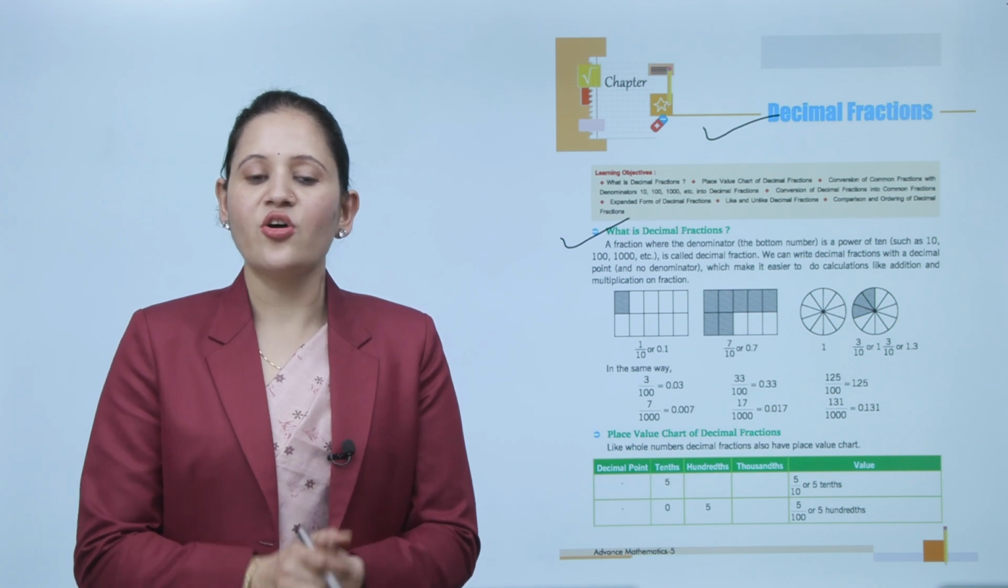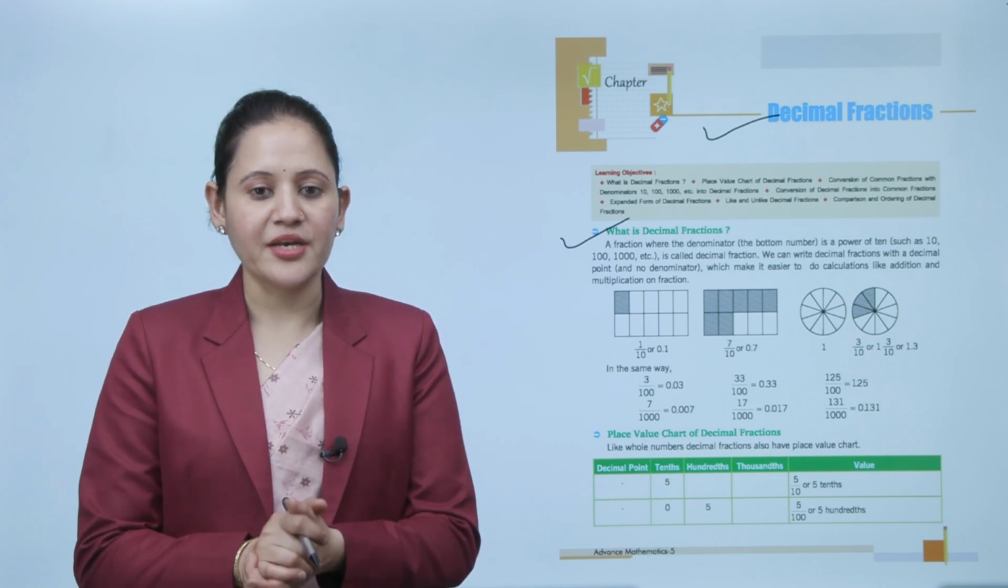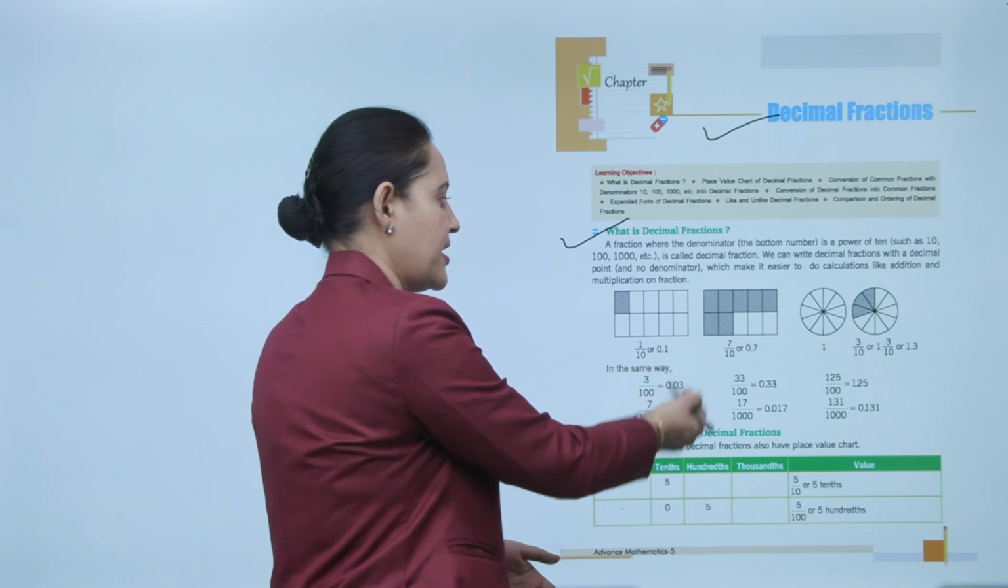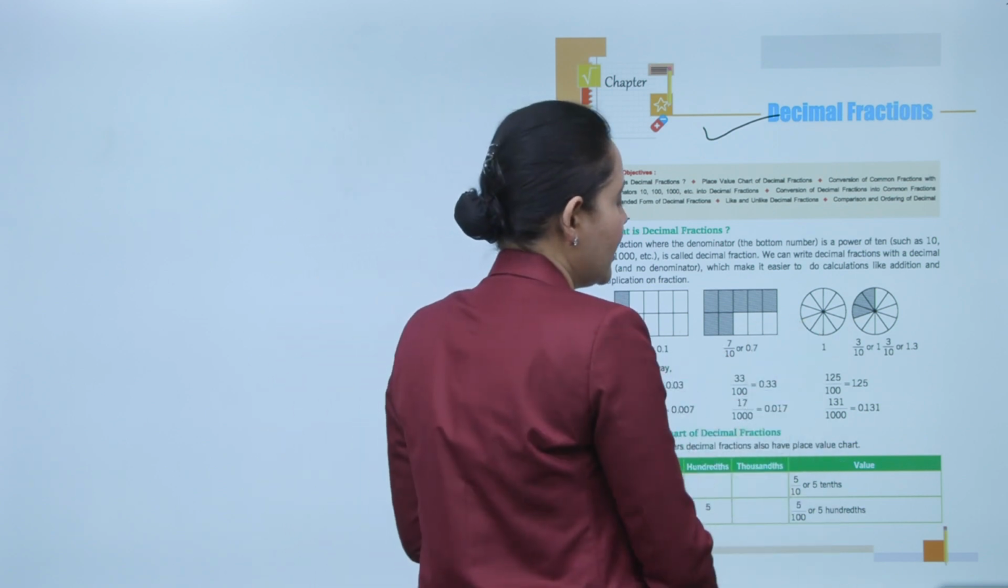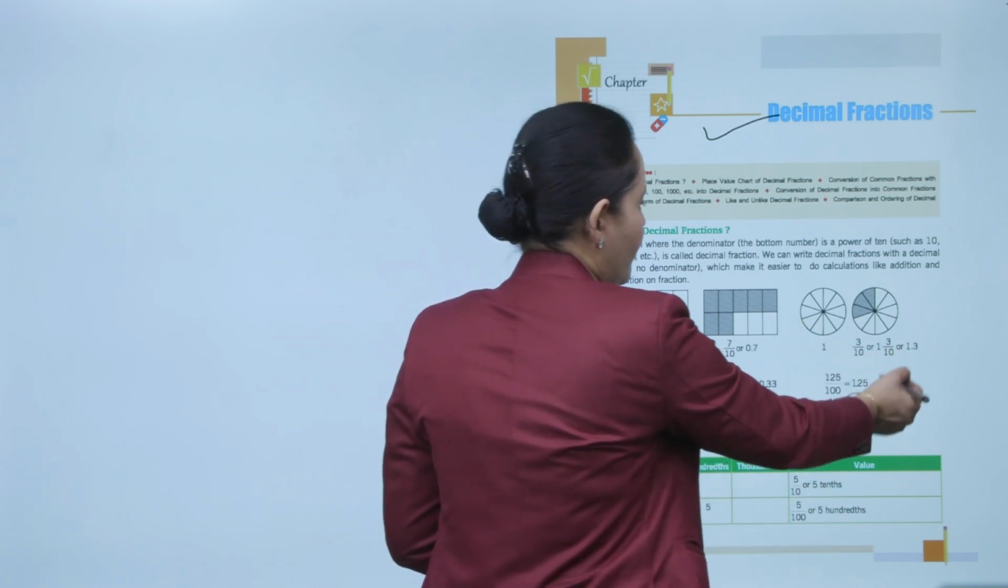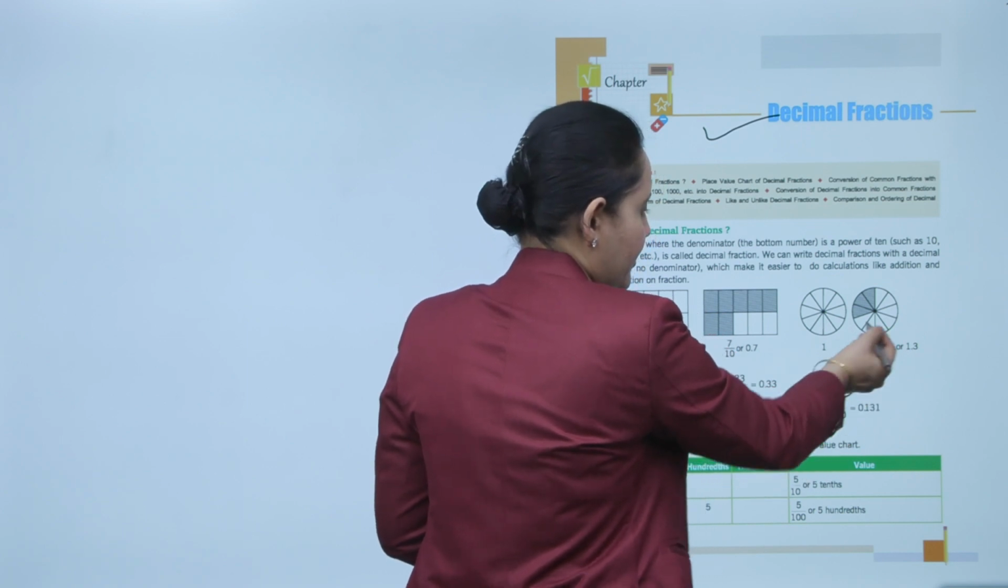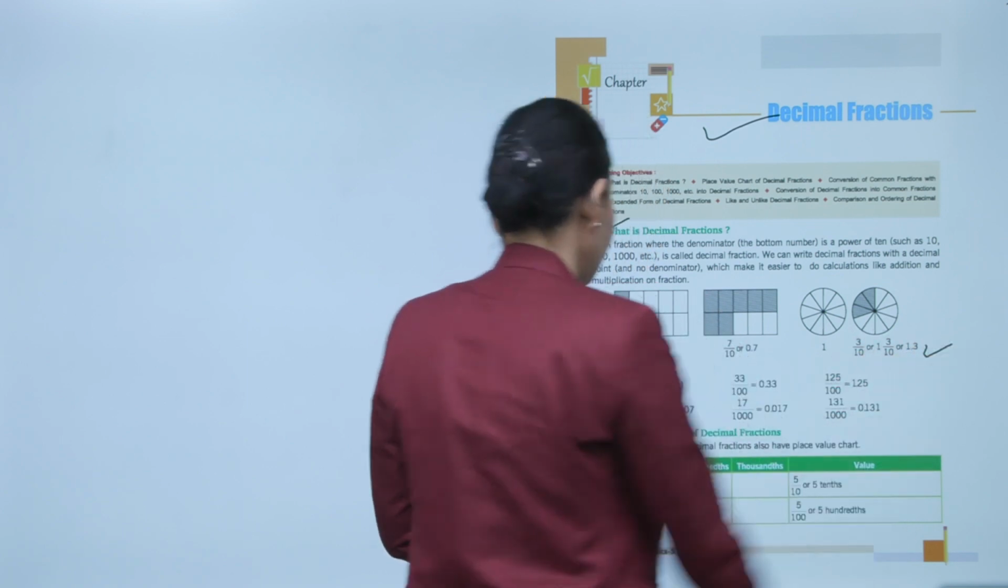So 1 by 10, we can write 0.1. 7 by 10 is the same as 0.7. 13 by 10 is the same as 1.3.